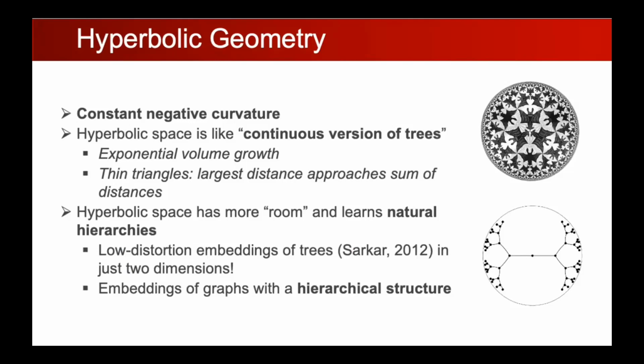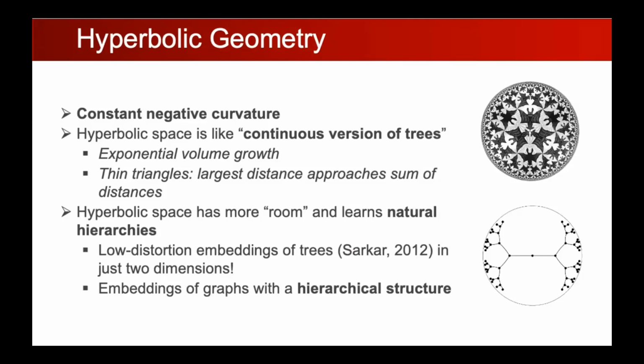And for instance, in this circle illustration, all the objects, which are bats, have the exact same size in hyperbolic space, but we see that as we get closer to the boundary, these things get infinitely smaller, and this illustrates the exponential volume growth property. And another property is the fact that triangles are thin in hyperbolic space, in the sense that the length of the largest side of the triangle is going to approach the sum of the lengths of the other two sides.